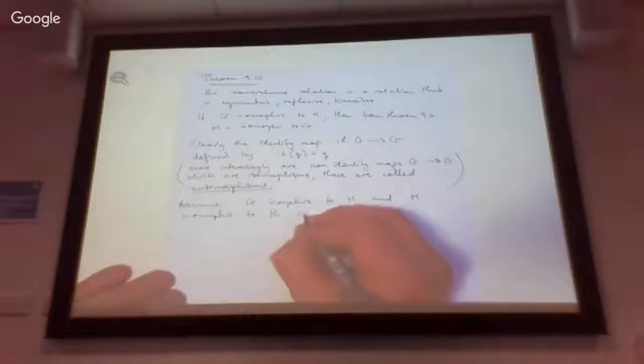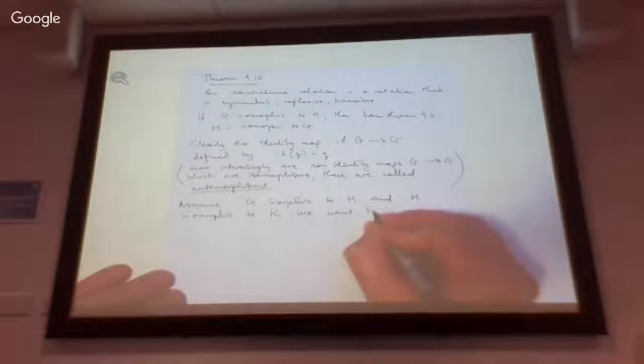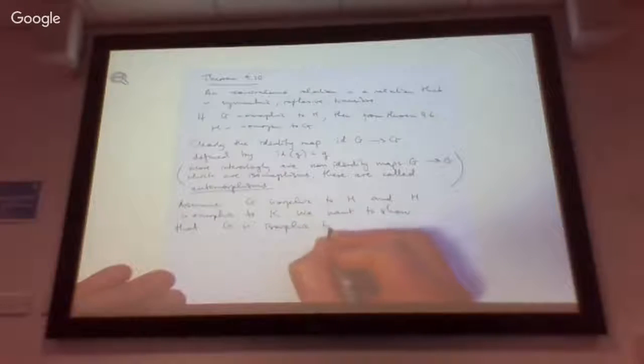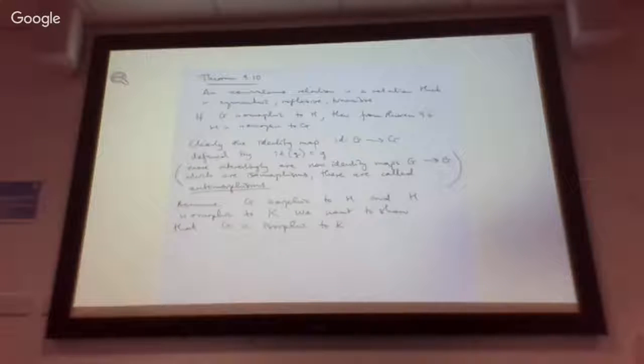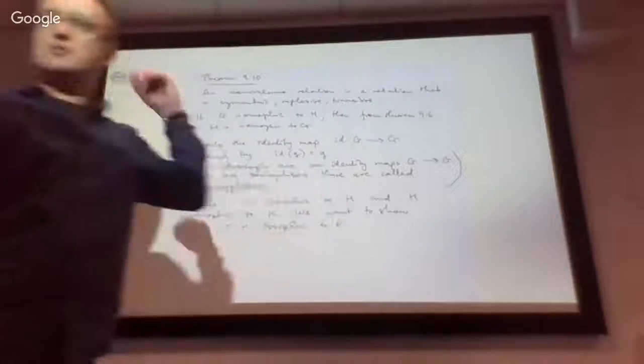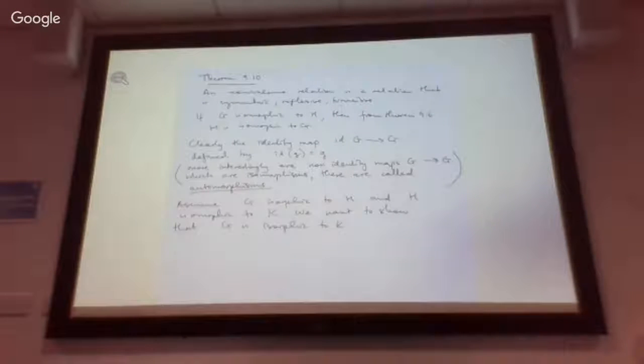We want to show that G is isomorphic to K. Well, if we want to show G is isomorphic to K, we have to construct an isomorphism between them. We have to identify what the mapping is from G to K. Where is it going to come from? Well, it's going to come from gluing together the mapping from G to H with the mapping H to K. That's how we're going to get from G to K. We're going to travel through H. Of course, gluing together isn't the correct term. What I'm referring to there is composing the maps.